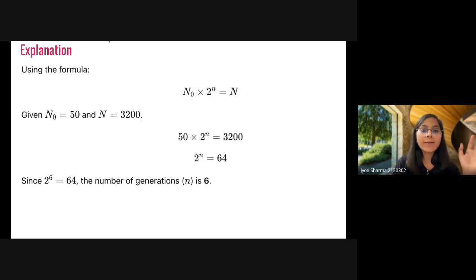And we have one formula as well. So this is N = N0 × 2^n. N0 is the number of cells you had initially, multiplied by 2^n, and this n is the number of generations. Whenever you solve this and find this n, you will get that the number of generations is 6.